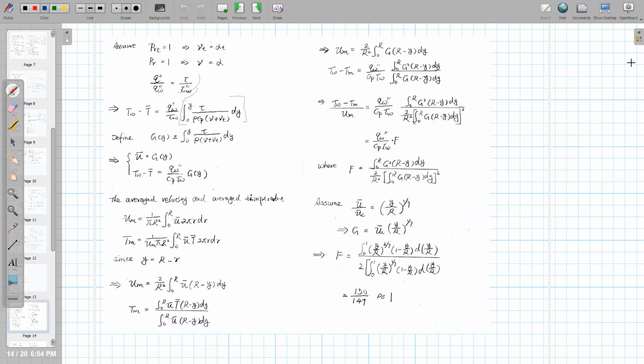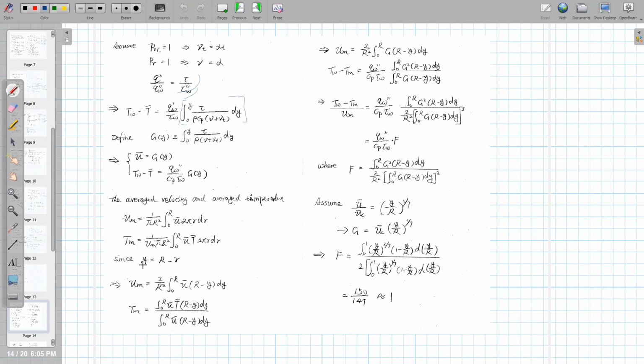So you need to find the average velocity. This is how we calculate it: basically, you integrate the velocity in the r direction and divide by the cross-sectional area. For the mean temperature, you calculate u times T. You can consider this times Cp, like an enthalpy. If Cp is constant, you integrate the enthalpy in the r direction and divide by the mean enthalpy value. So this is U_m T_m.